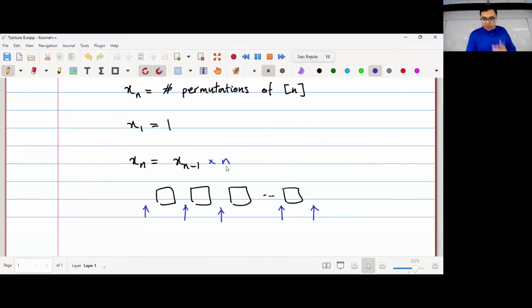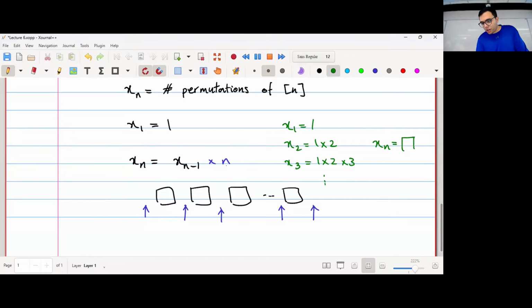Now, of course, if you just follow this definition, you see that x_1 is 1, x_2 is 1 times 2, x_3 is 1 times 2 times 3, and so on, right? So generally speaking, x_n is going to be the product of all the numbers from 1 to n. Okay, and we give this a name. We show this by n factorial.